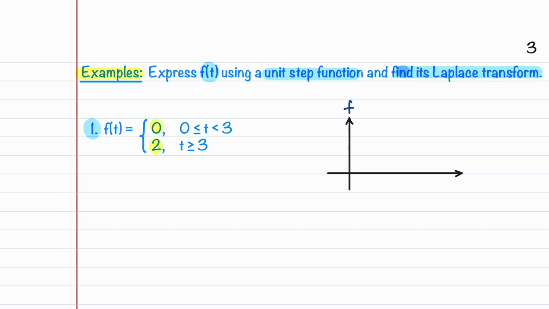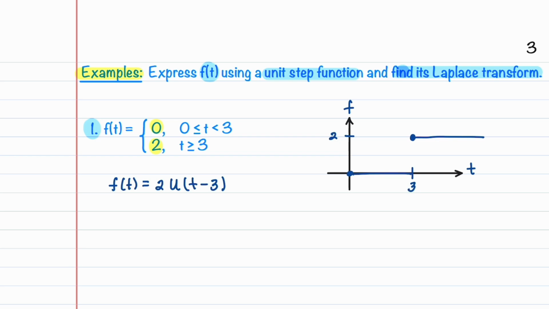Let's graph this so that we can visualize what it looks like. We'll let this be f and this be t, and then we'll let this point here be 3. Our function is 0 between 0 and 3, and then at 3 it jumps to a value of 2 and remains at that value. We can write this using a unit step function as f of t is equal to 2 times u of t minus 3. This just means that our function is 2 when t is greater than or equal to 3.